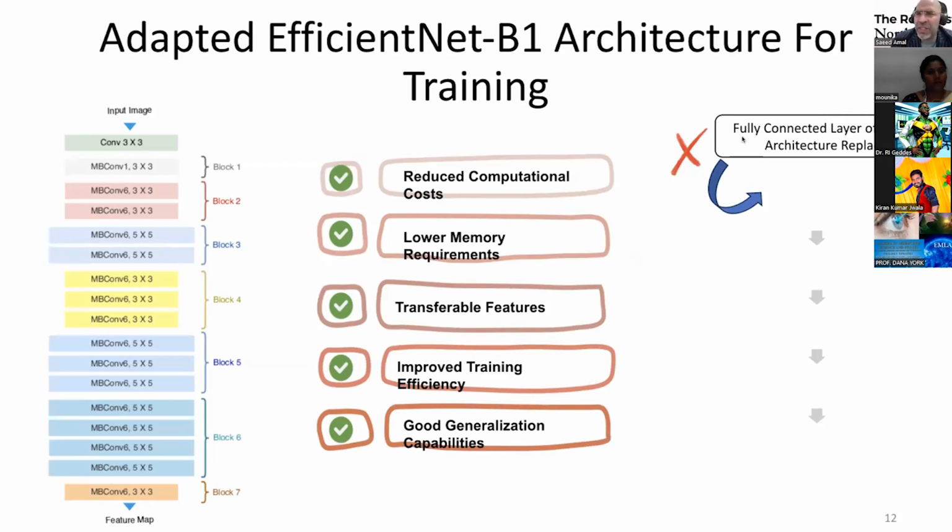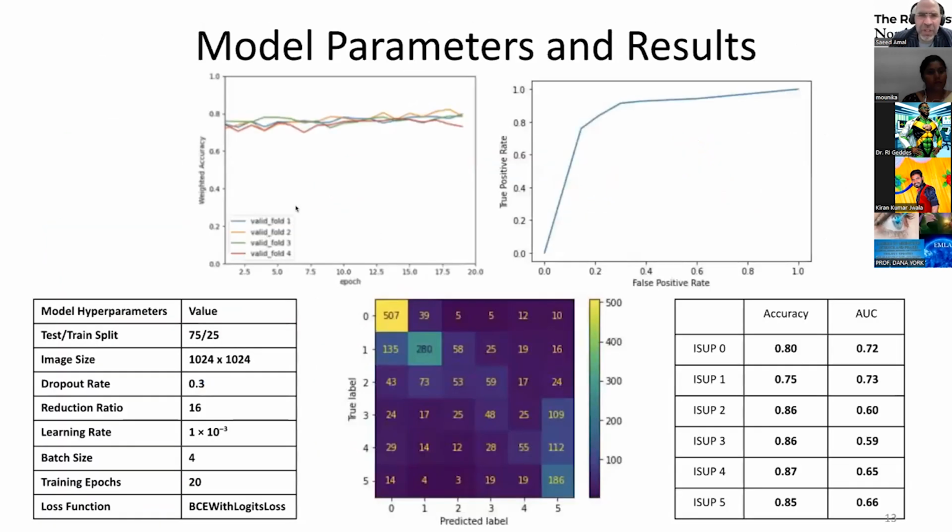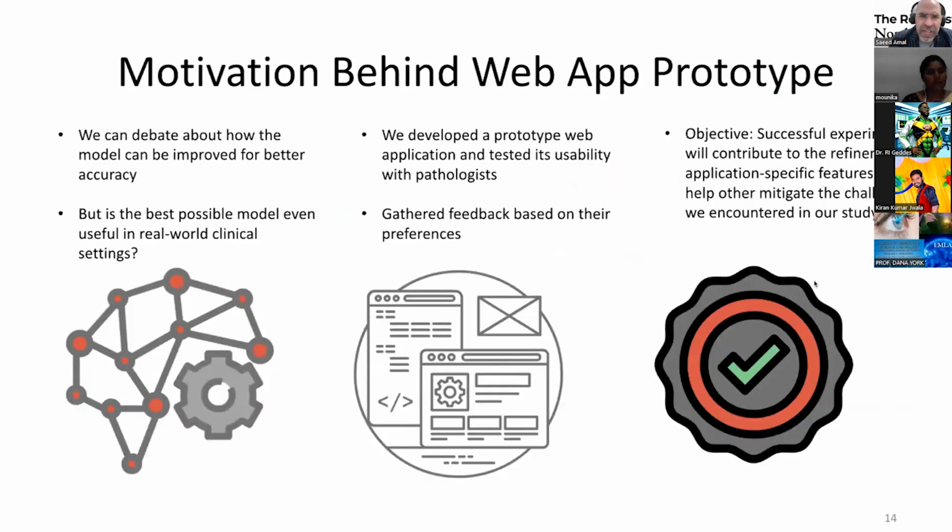As we can see, I don't know how much time we have, so I'll just move on to the usability evaluation of the model. But as we can see here, the EfficientNet has reduced computational costs, lower memory requirements, transferable features, improved training efficiency in terms of the training process, and also generalizability. So we showed the results there, and then the motivation behind the web app prototype.